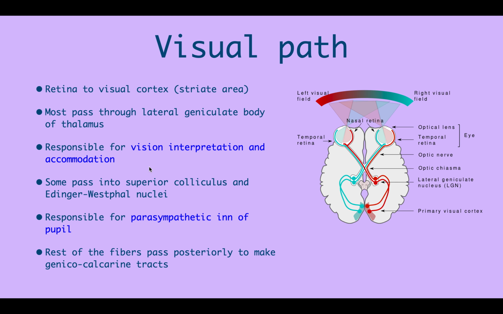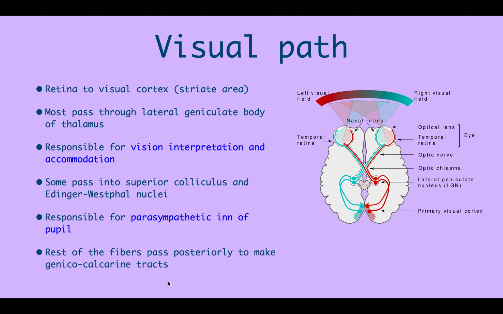So because of the accommodation, there are some fibers that pass through the superior colliculus and the Edinger-Westphal nuclei. So that's going to be responsible for the pupillary reflex. So there it is. It's responsible for the parasympathetic innervation of the pupil.